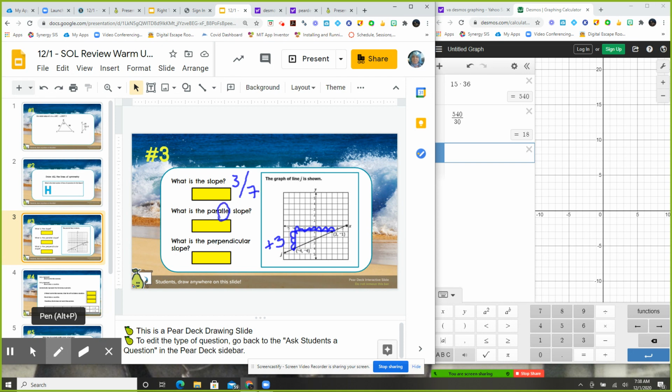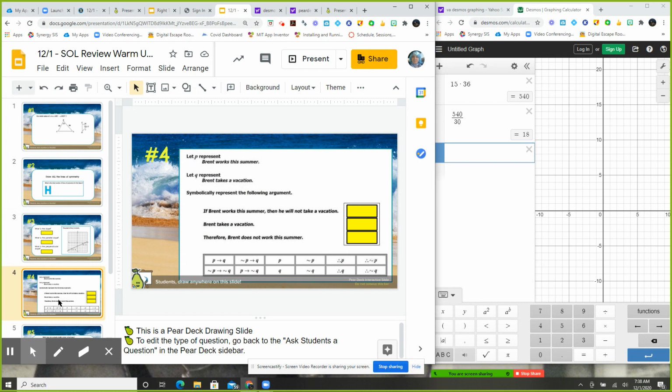Parallel slope, you've got that equals in there. So we've got 3/7. And then perpendicular is going to be -7/3. I would say we had 80% correct on that. And of the ones that didn't get those, you either didn't finish or you had the 1/2, which is just a little counting mistake. So excellent job on the slope. This one looks really good too.